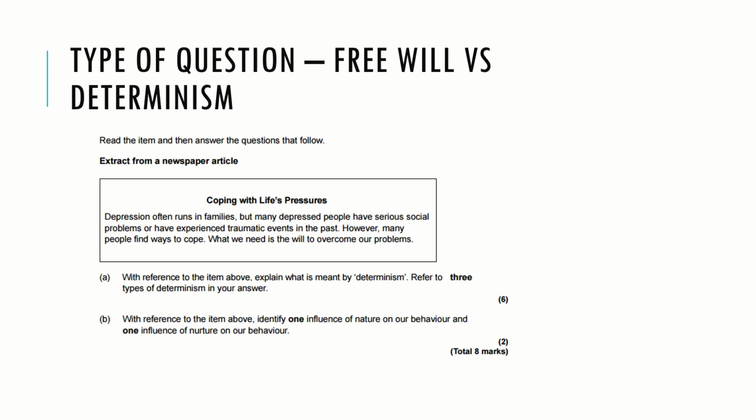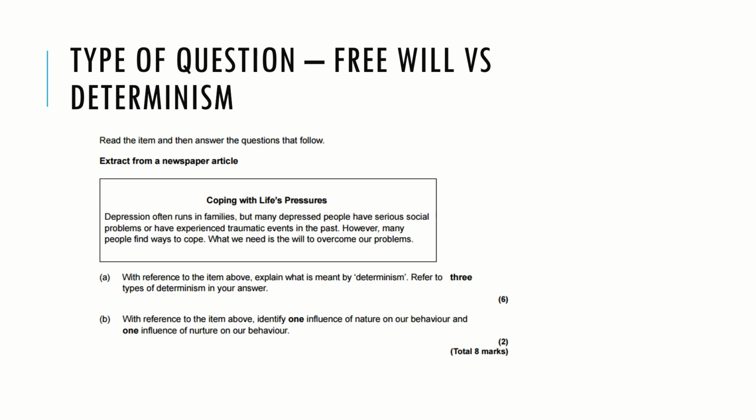Okay, and then another one as well, so another stimulus: explain what's meant by determinism, refer to three types of determinism in your answer. And then also underneath you've got: identify an influence of nature and nurture. So they can combine the issues and debates together as well.